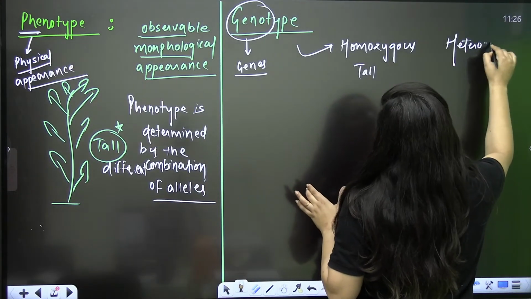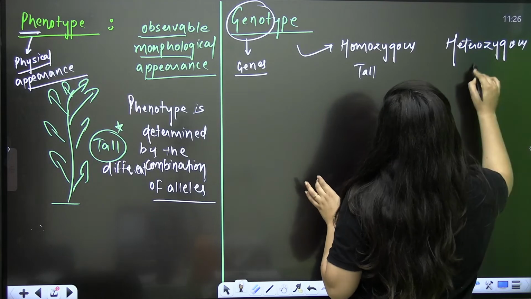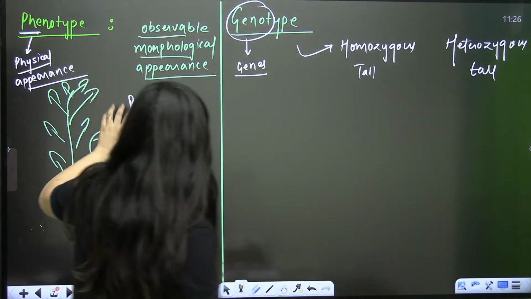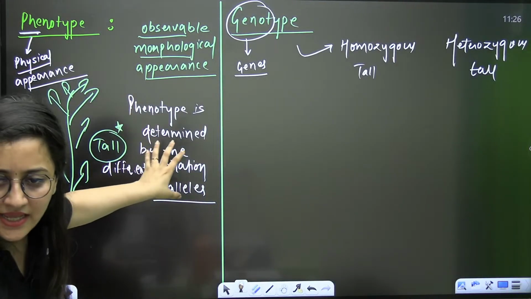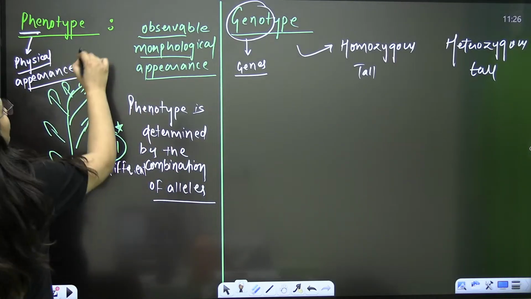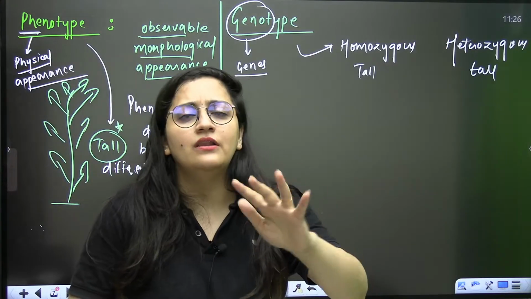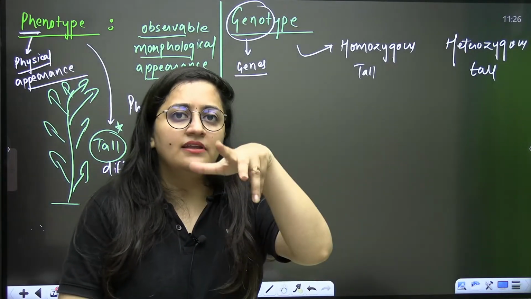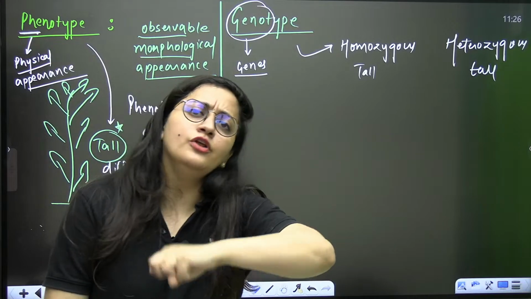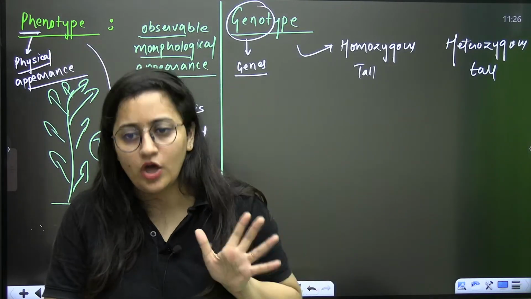Let me explain this. So see, I'm looking at this plant. I'm simply commenting that this is tall. So when you are talking about tallness, when you are talking about the phenotype, you are not going to care whether it is homozygous tall or heterozygous tall, you will simply say that it is tall, right?